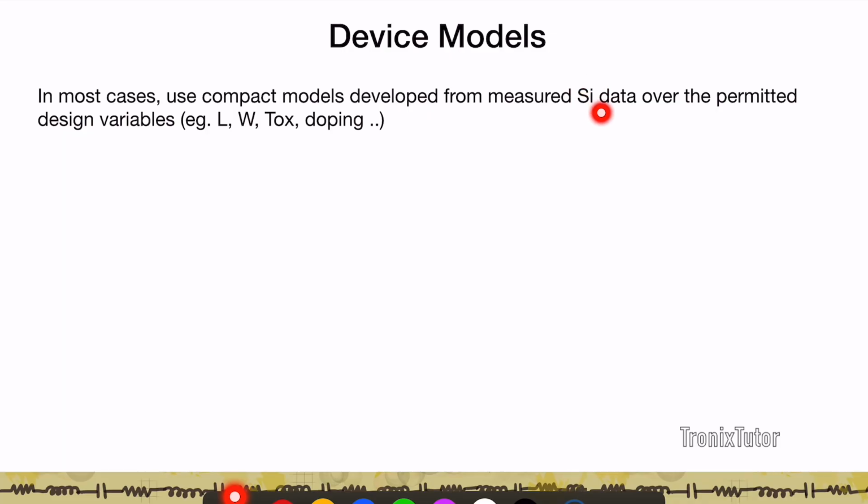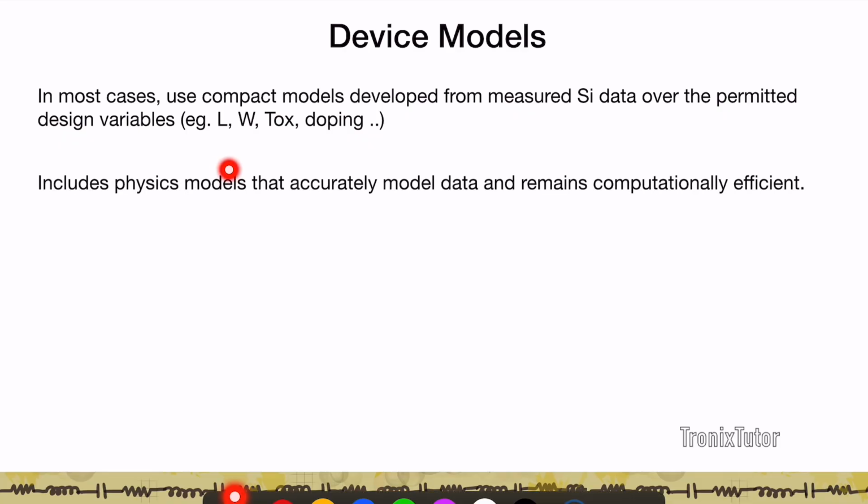And these are run over what are known as corners, so over permitted design variables like L, W, TOX, doping, standard MOSFET parameters. The foundry runs those corner lots to ensure that they're able to guarantee what is the target or the nominal model, and what is the worst case and the best case model available. Now, the model, as I said, is a compact model and it includes all the essential physics required for modeling.